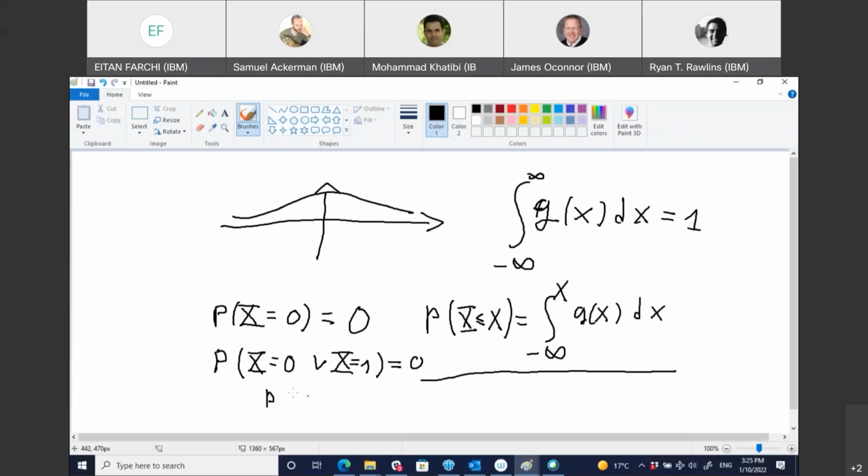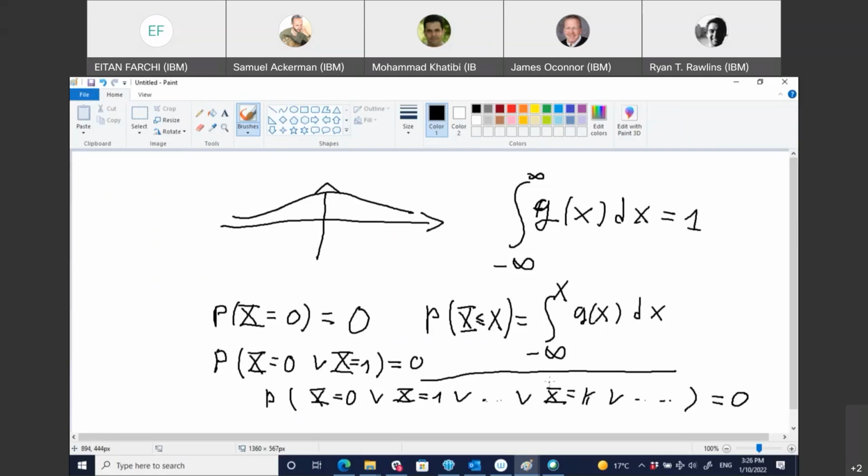Now, what's the probability of x equal 0 or x equal 1 or x equal k, and so on ad infinity? What's the probability of that? Still 0.